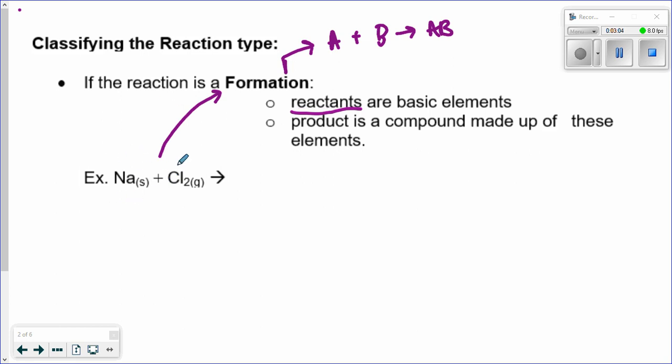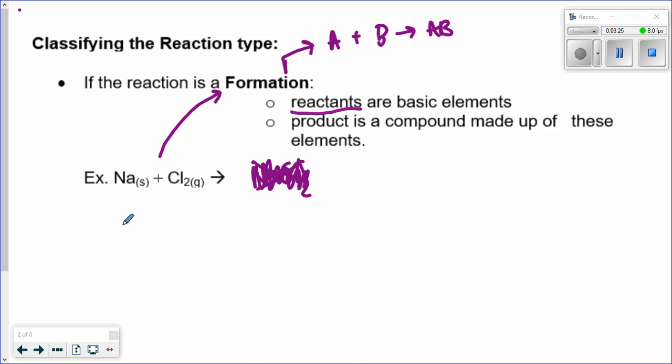So we know this needs to be a formation reaction because it's two simple things, but now we need to think about what product it's going to be. So keep in mind, don't start writing what I'm writing. You don't just write NaCl2 because there's an Na and a Cl2. This is not a compound. That's not actually a thing.